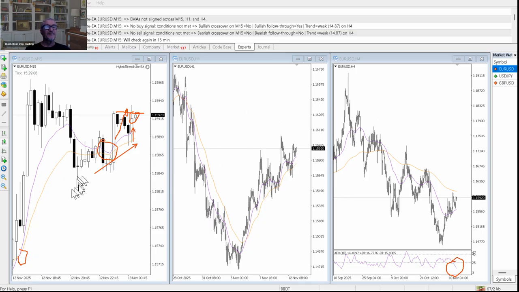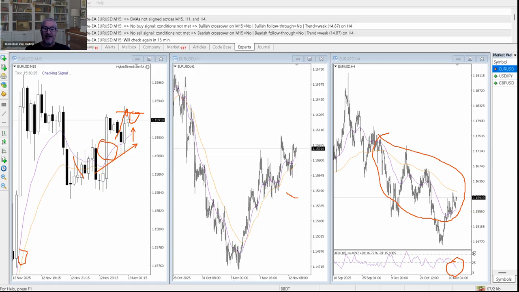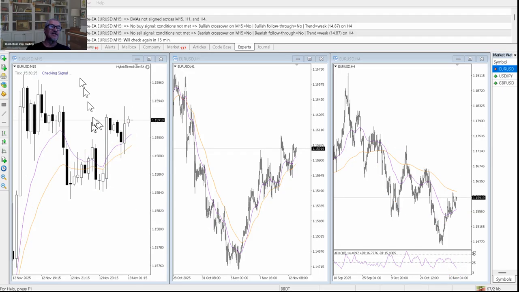And the third non-trading signal that we have is that we have right here the EMAs are not aligned with this EMA and with this EMA. So this is how this works, and it does that for every signal you want to trade. Here we go again. We're now checking signals again, and we'll see what we get.